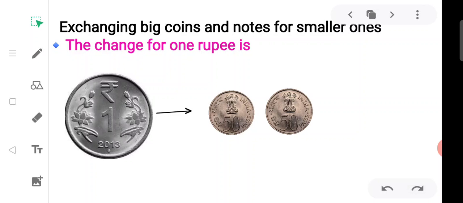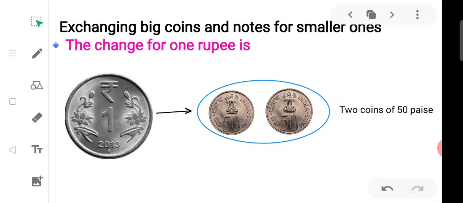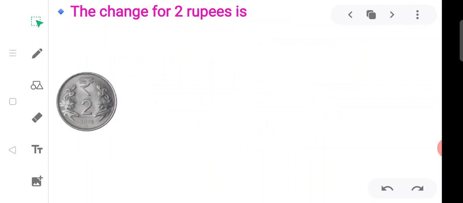If you want change for 1 rupee, we take 2 coins of 50 paise. 2 coins of 50 paise make 1 rupee. And remember, 1 rupee has 100 paise. Now see the next one.